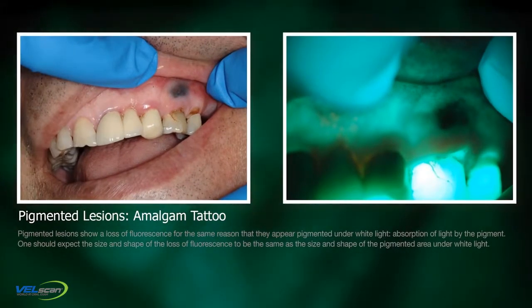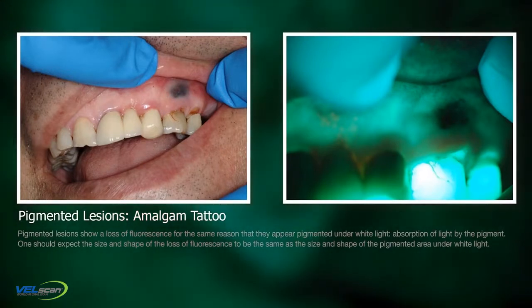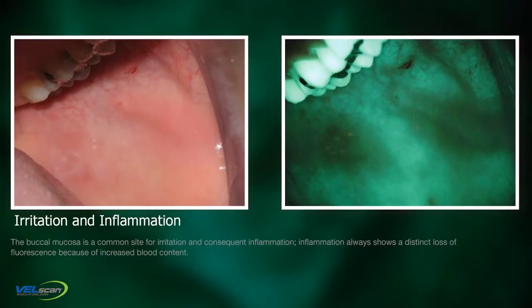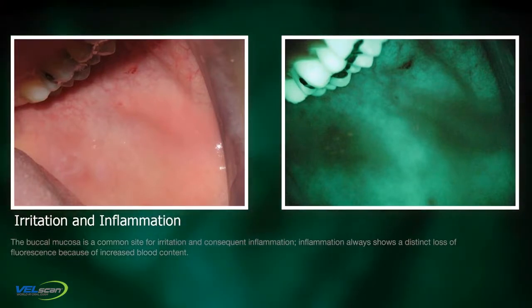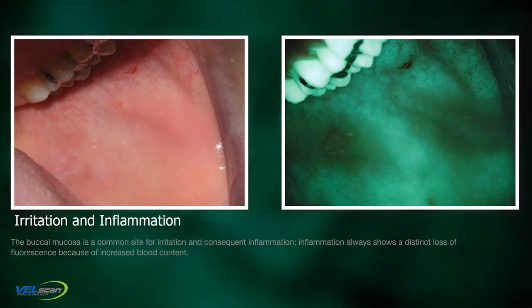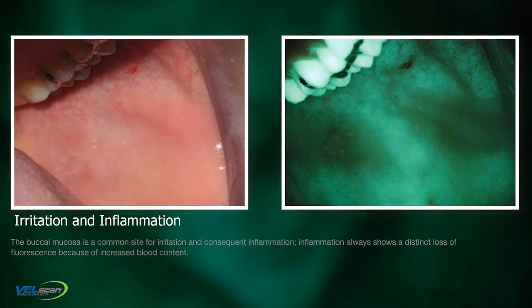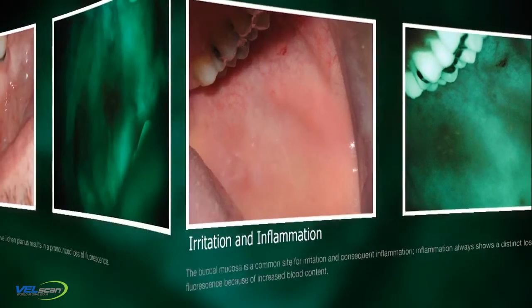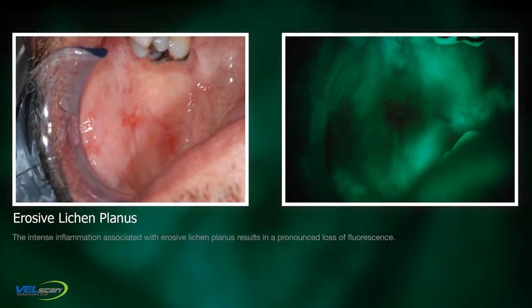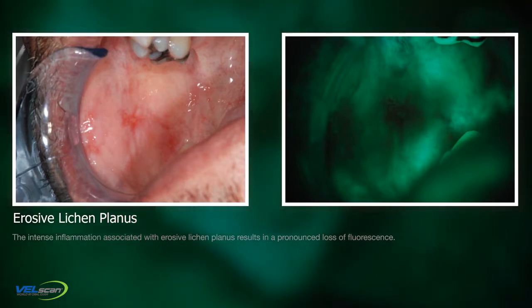Pigmented tissue, such as this example of an amalgam tattoo, appears dark under both white light and VELscope VX. The buccal mucosa is a common site for irritation and consequent inflammation. Inflammation always shows a distinct loss of fluorescence because of increased blood content. The intense inflammation associated with erosive lichen planus results in a pronounced loss of fluorescence.